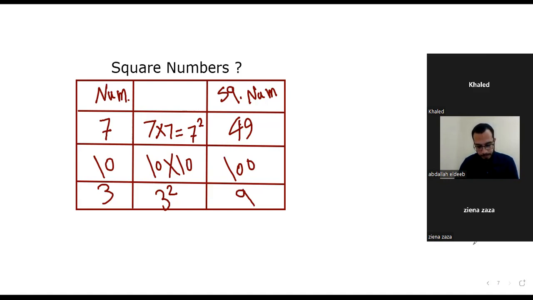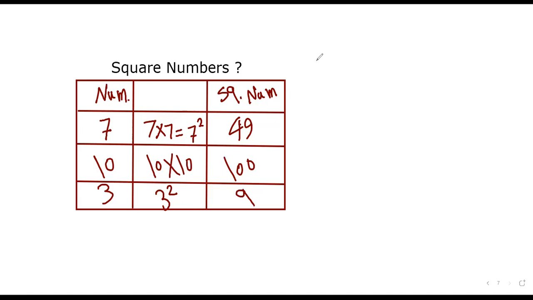Let's say 6 times 6. 6 for the number. So it would be 30. Oh, sorry, 36 for the square number. So 36 is the square number. Okay, let's do the same but a different concept, like cube numbers. What are the cube numbers?